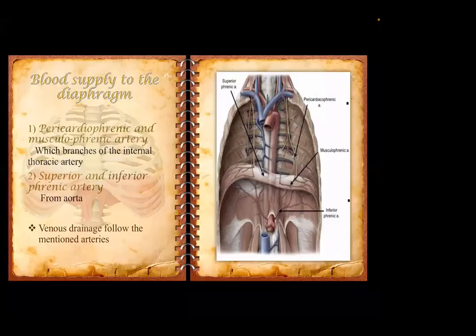Blood supply of the diaphragm: pericardiophrenic and musculophrenic arteries, which are branches of the internal thoracic artery, and superior and inferior phrenic arteries from the aorta. Keep in mind the superior phrenic artery is from the thoracic aorta and the inferior phrenic artery is from the abdominal aorta. Venous drainage follows the mentioned arteries.